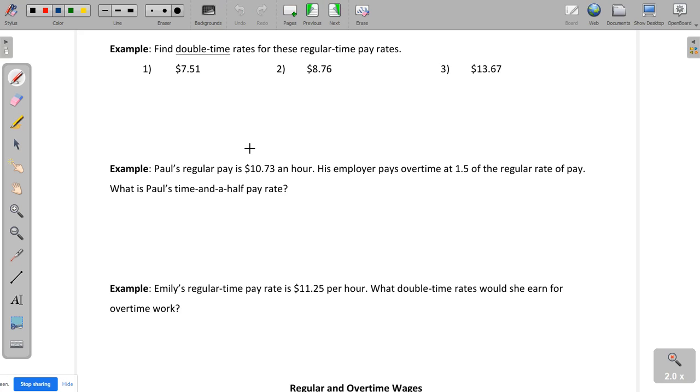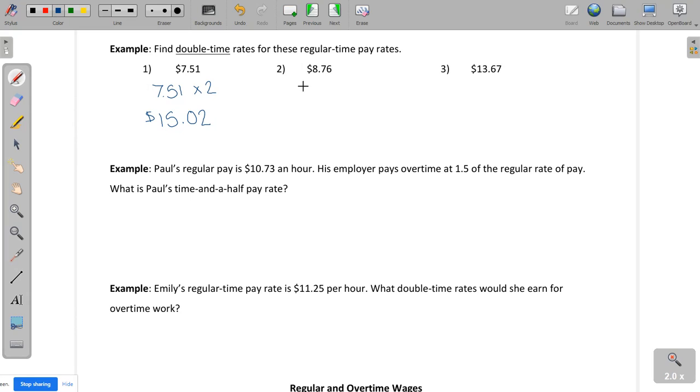We're going to do the same thing for the next couple problems, but we're dealing with double time. So we're going to take our regular pay rate and multiply it by 2. So $7.51 times 2. And when we multiply that, we get $15.02. Okay, pause the video and try the next two, then come back and check your work.